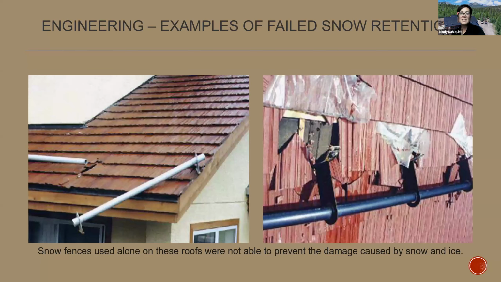PVC pipe, once again, should not be utilized on the roof as a snow retention device. And this fence that we're seeing here on the right has been installed with improper fasteners. These are just tiny little screws when it should be going into the roof with a lag bolt or a large Simpson screw.